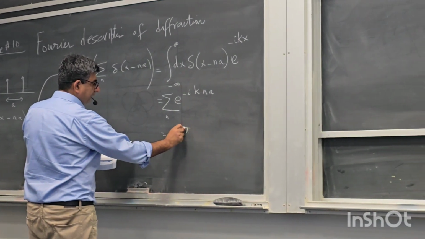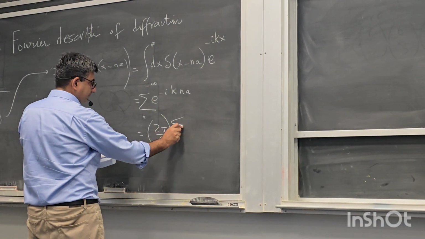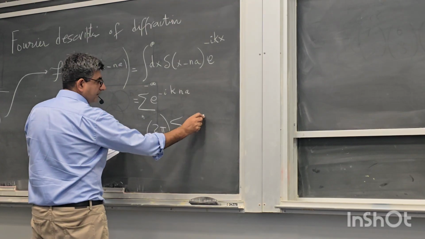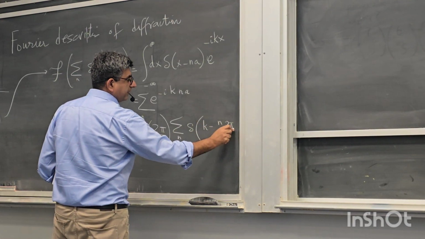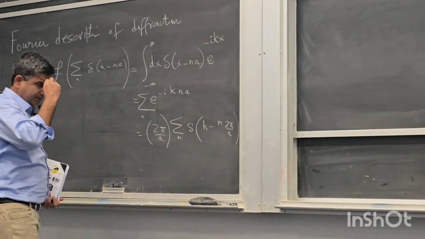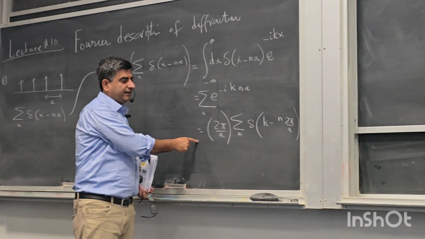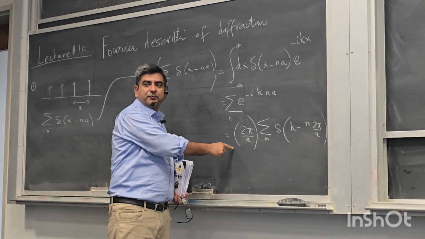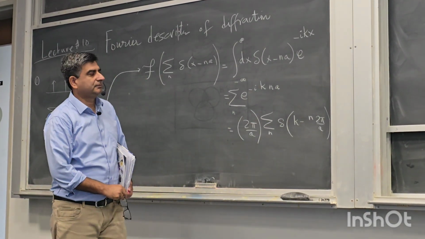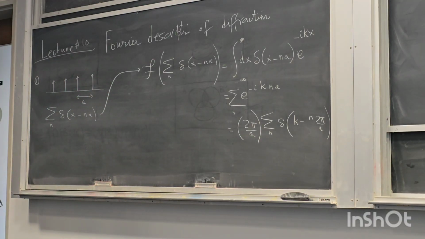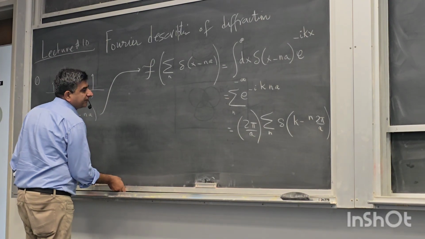Two pi over a, k minus n 2 pi over a. So this sum of exponential functions is actually equal to a sum of Dirac delta functions. So if you look at the full derivation for this, it's pretty simple.